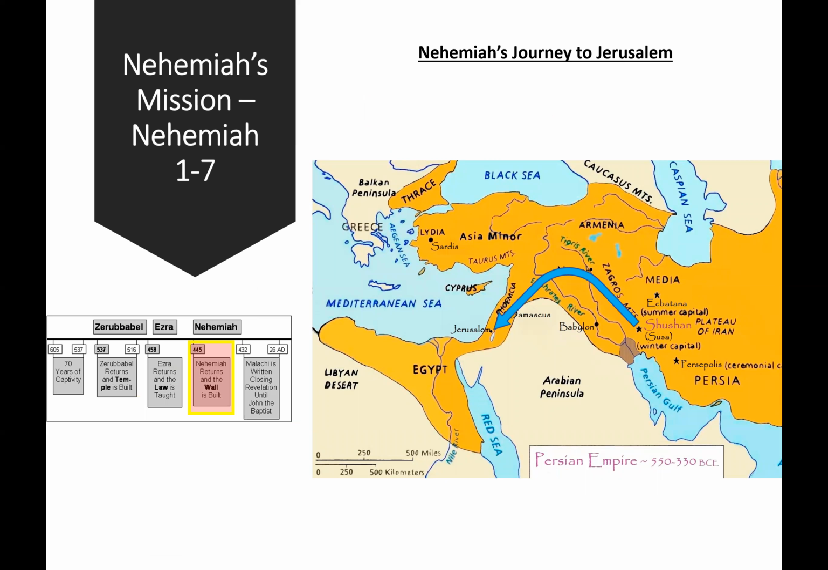And so here we see Nehemiah's journey to Jerusalem. He's coming from the fortress of Susa. So Babylon was the capital of the Babylonians. Susa is then the capital, or you see here on the map, the winter capital of the Persians.